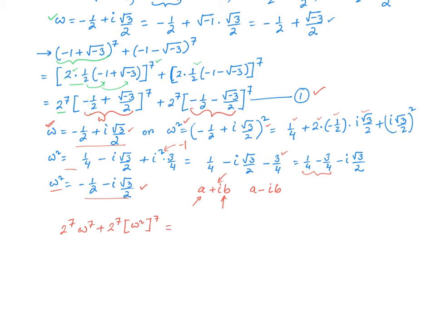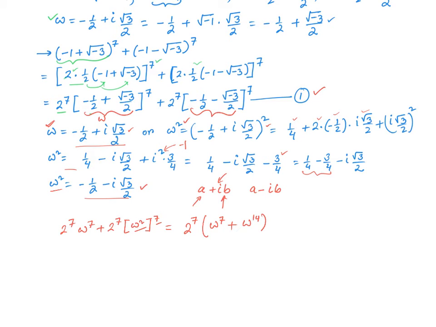Now if I simplify it further, I can factor out 2 to the power 7 from both of them. Then I'm going to get the following: omega to the power 7 plus omega square raised to the power 7, which is omega to the power 2 times 7, which is omega to the power 14.